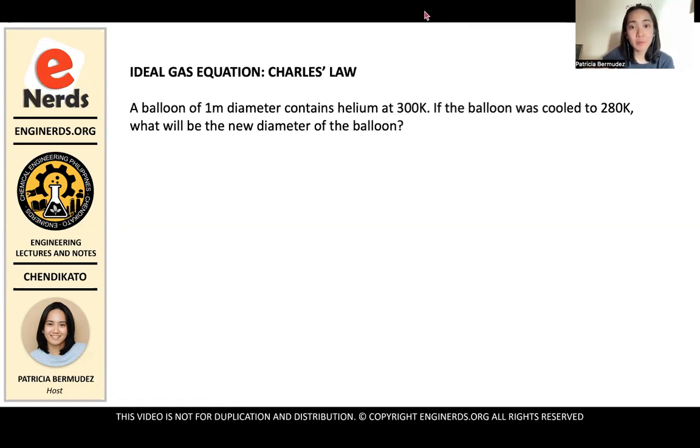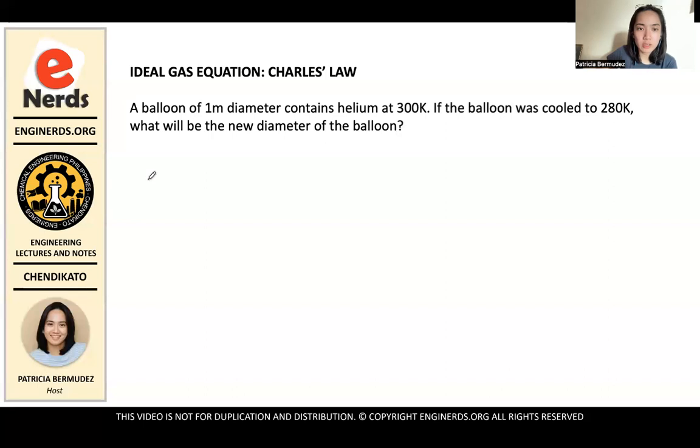And for today's video, we will again be using the ideal gas equation, but for this one, we will be focusing on Charles's law. So the problem states that a balloon of 1 meter diameter contains helium at 300 Kelvin. If the balloon was cooled to 280 Kelvin, what will be the new diameter of the balloon?